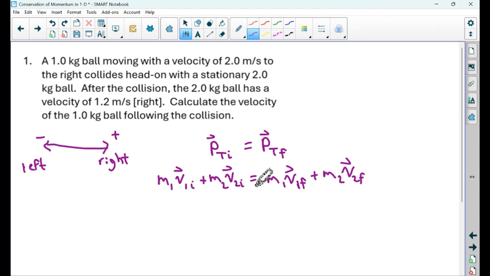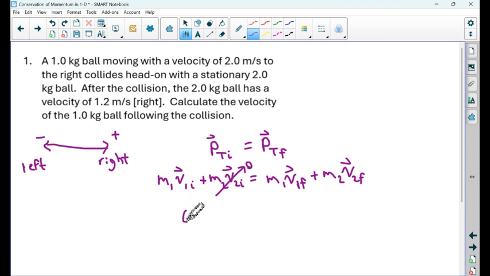There are going to be some zeros in here, right? Object 2 I know is initially stationary. So it's going to have a velocity of 0. So that means this whole term is going to become 0. So rather than sub it in, I'm just going to cross it out and know that it becomes 0.